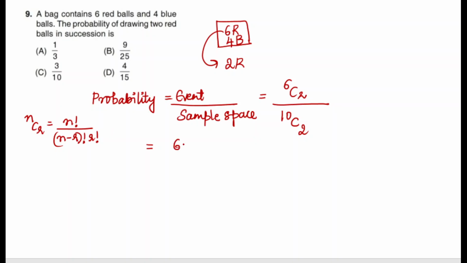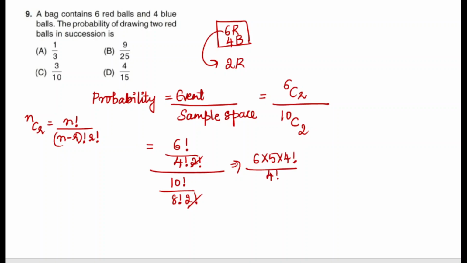I am proceeding. It will be 6 factorial, 6 minus 2 will be 4 factorial into 2 factorial, all divided by 10 factorial divided by 10 minus 2 will be 8 factorial into 2 factorial. 2 factorial gets cancelled. So 6 factorial means 6 into 5 into 4 into 3 into 2 into 1. 6 factorial, can I write it as 6 into 5 into 4 factorial? Yes, divided by 4 factorial, right. All divided by 10 factorial, which I can write as 10 into 9 into 8 factorial divided by 8 factorial. Here 8 factorial, 8 factorial, 4 factorial get cancelled. What is remaining? 6 into 5 divided by 10 into 9.